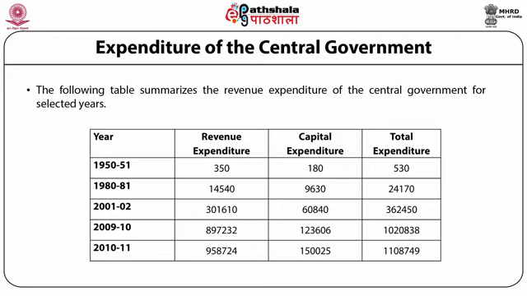Expenditure of the central government. The following table summarizes the revenue expenditure of the central government for the selected years, and the years selected for this particular analysis are 1950-51 up to 2010-11. As can be seen from the table, the revenue expenditure in 1950-51 was 350 crores and the capital expenditure was 180 crores, and the total expenditure was 530 crores.